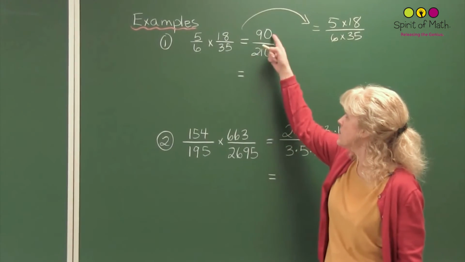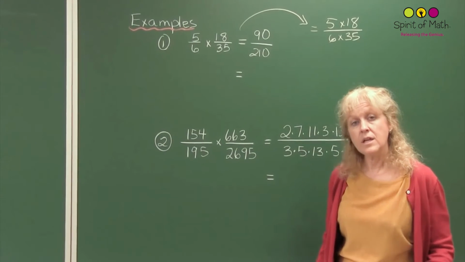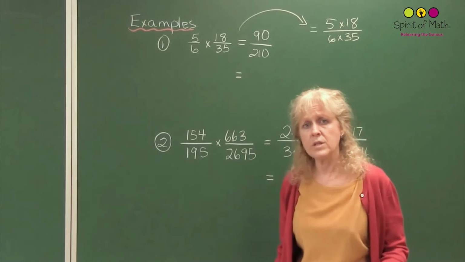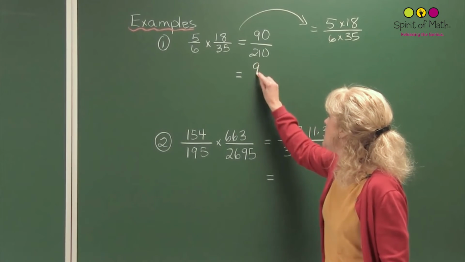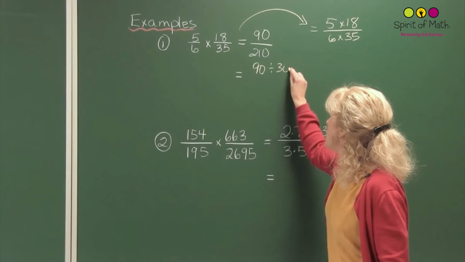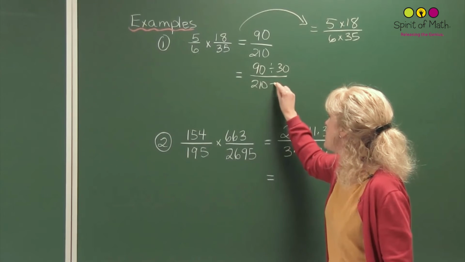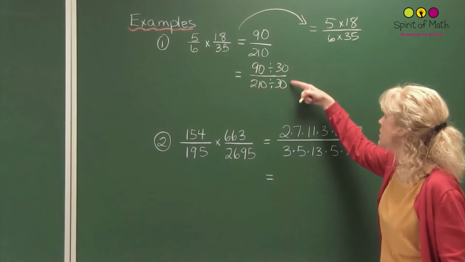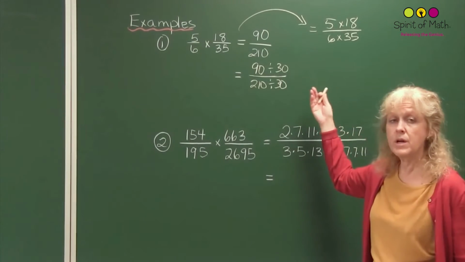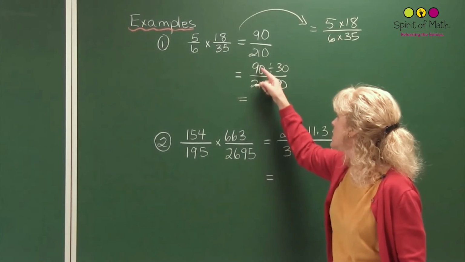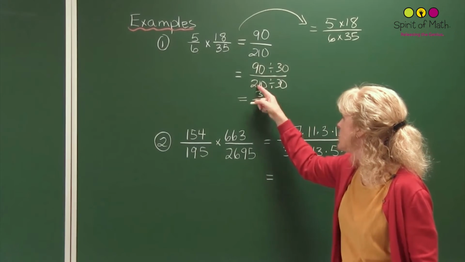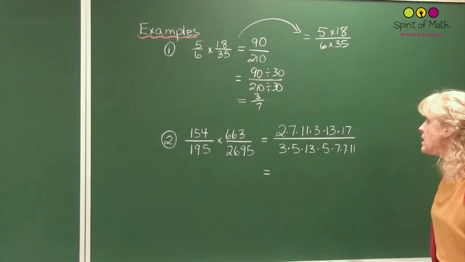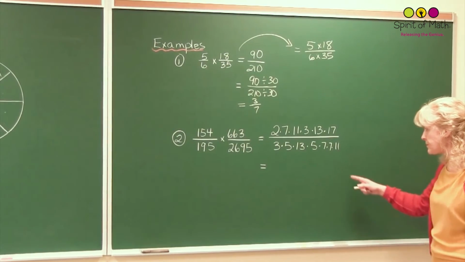Now, you know this is equal to 90 over 210. Then you have to reduce. Well, we've talked about reducing. So basically, you can divide both the numerator and the denominator by 30. And of course, when you divide by 30 over 30, that's the same as multiplying by 1. And so you end up with 90 divided by 30 is 3, 210 divided by 30 is 7. So you've got 3 over 7. Now, let's go to the next one.